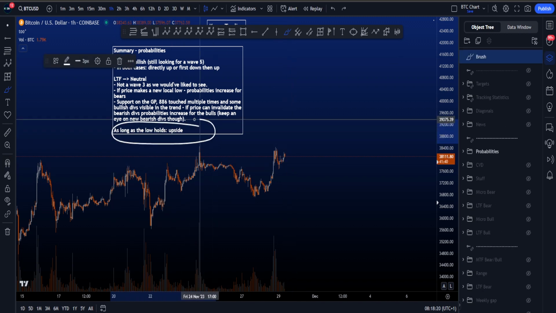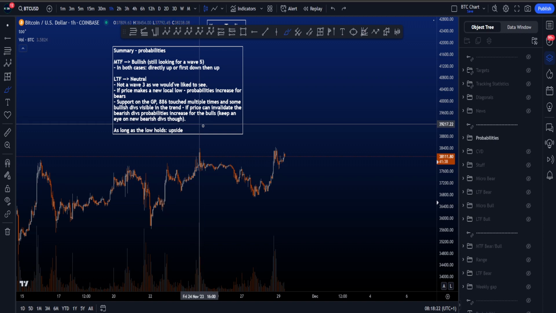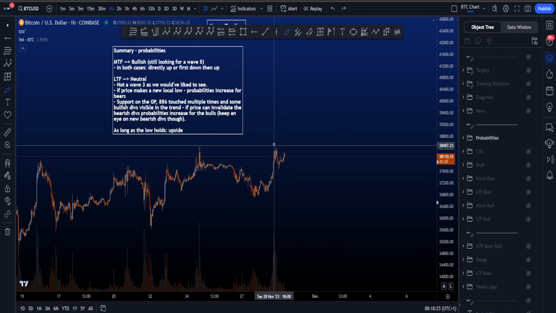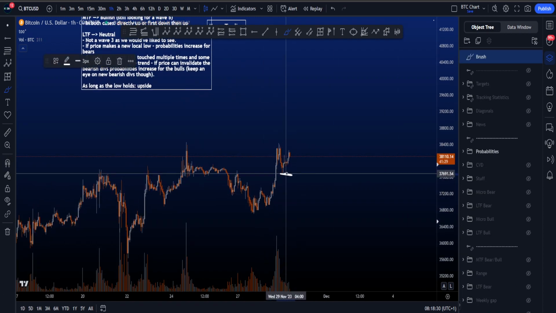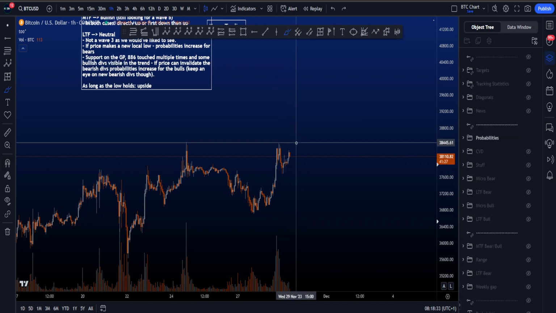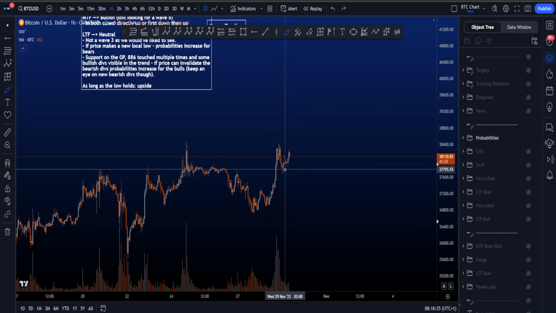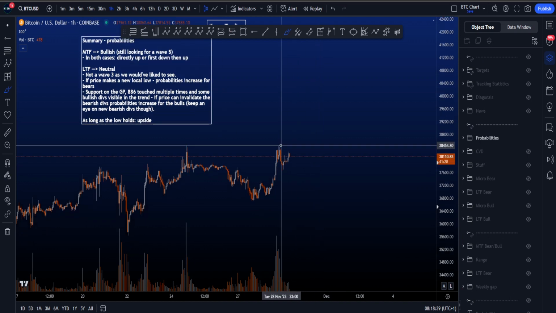So over here I said, hey, as long as the low holds, we can look for upside, but we do have bearish CVD divergences here, and probabilities are ever changing, where yes, as long as this low holds, there is the higher probability, or the probabilities, not higher at the moment, probabilities to move to the upside, but it's neutral slash slightly bearish at the moment.